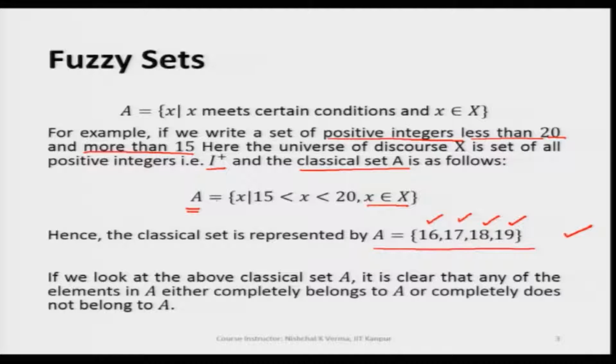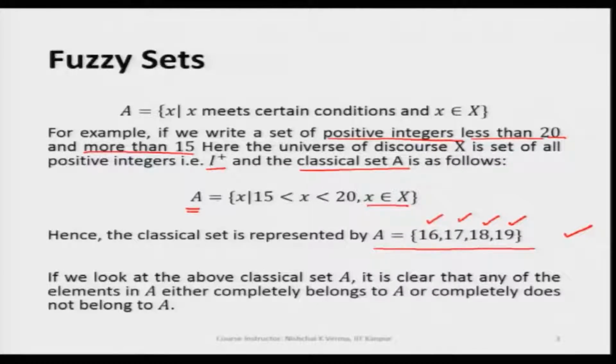Now, a very important point that we should note is that the elements present in the classical set are completely present. What do I mean by completely? It means 16 is present with 100%, 17 is present with 100%, 18 is present with 100%, 19 is present with 100%. So, in a classical set, all the elements that are present are present with 100%.